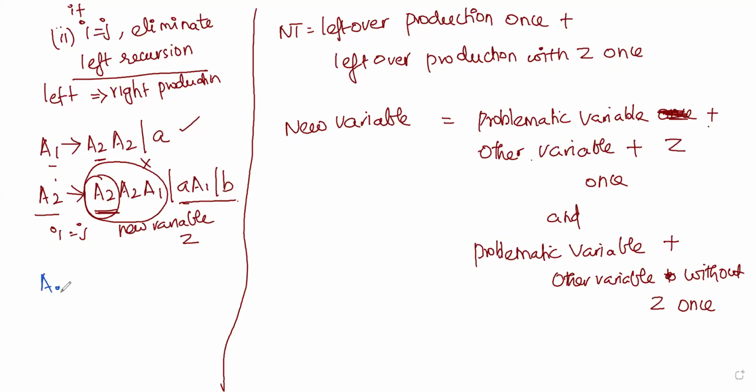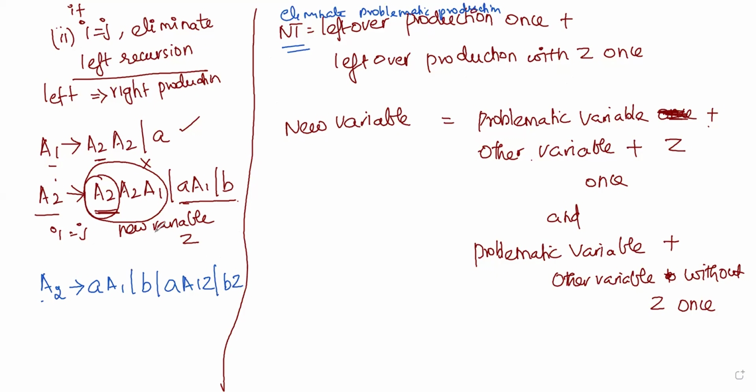A2. So A2 will be, first I have to create the non-terminal first. So the non-terminal is A2. How will I create the non-terminal? With the leftover production. First you have to eliminate the problematic production. Okay, so how will you remove the problem? I am eliminating this problematic production. The leftover production is A1 and B. So these are the leftover productions. Leftover production with Z ones, A1Z and BZ. I have created my non-terminal.